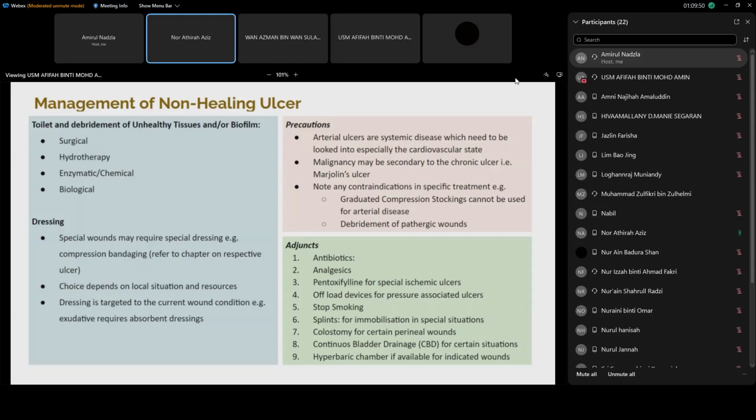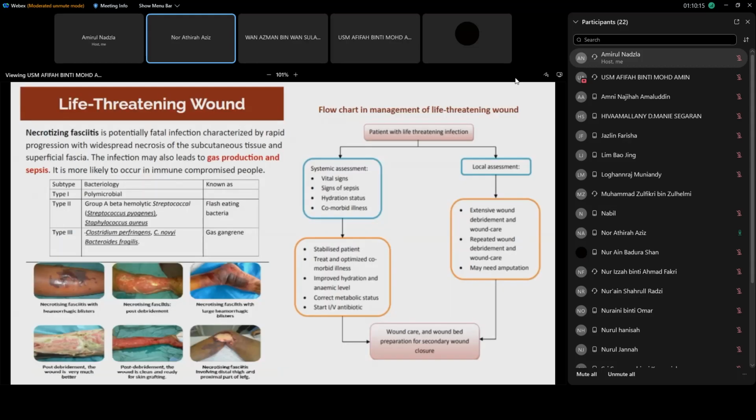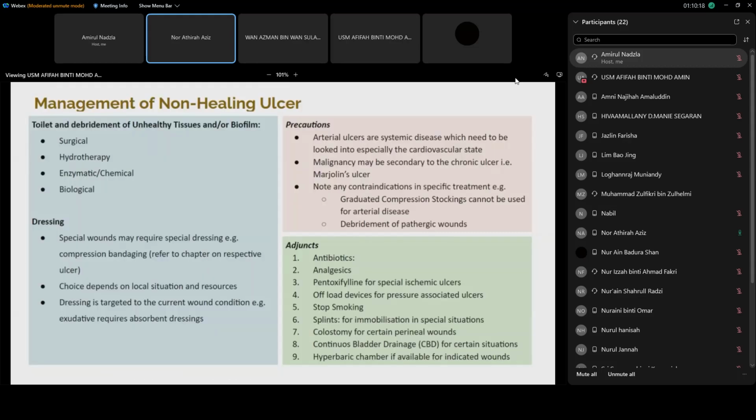Okay. And for precaution, arterial ulcers are a systemic disease which needs to be looked into, especially the cardiovascular state. And malignancy may be secondary to the chronic ulcer. And any contraindication to specific treatment, so we have to look for any contraindication before we prescribe the patient anything. For adjuncts: antibiotics, analgesics, offloading, advise the patient to stop smoking, splinting, colostomy, continuous belly drainage, and hyperbaric chamber.